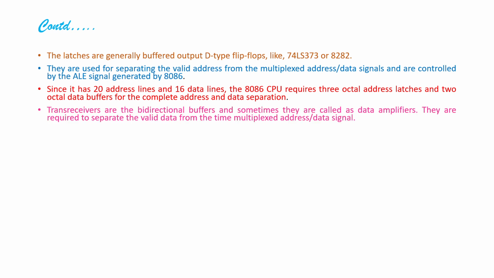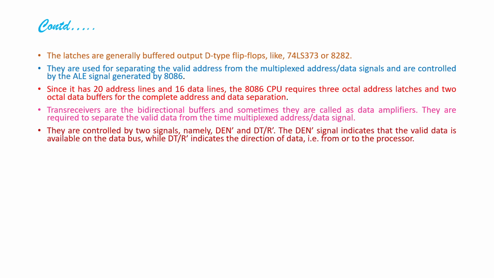Transceivers are bidirectional buffers, and sometimes they are called data amplifiers. They are required to separate the valid data from the time multiplexed address and data signal. They are controlled by 2 signals, namely DEN bar and DT/R bar. The DEN bar signal indicates the valid data is available on the data bus, while DT/R bar, data transmit and receive bar, indicates the direction of the data from or to the processor.